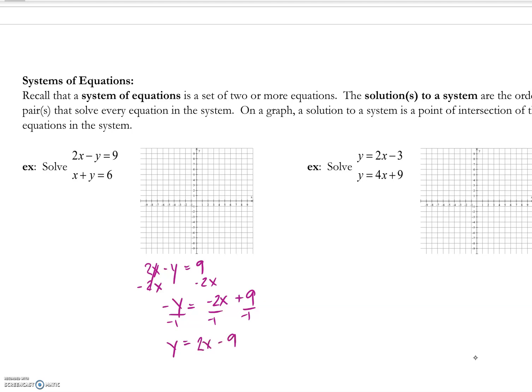So when I graph that, I'm going to start at negative 9, and I'm going to go up 2 over 1. For the second equation, x plus y equals 6. To get y by itself, I just have to subtract x on both sides and get y equals negative x plus 6. So that tells me I have a y-intercept at 6 and a slope of negative 1. So down 1, right 1.